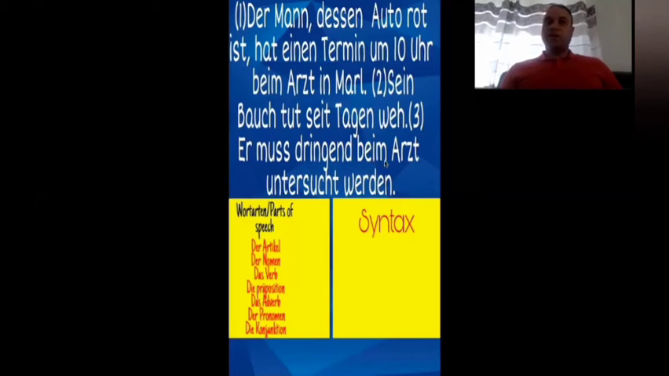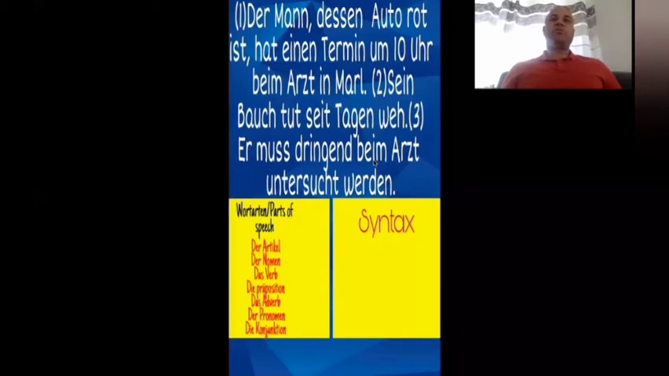plus an article in the case of dative, because we use this preposition only with dative cases. That's why we change "der" to "dem". That's why we have "beim". "Arzt" is a noun. "Untersucht werden" is a participle, and we have here a passive case, and for the passive we have to work with the verb "werden".